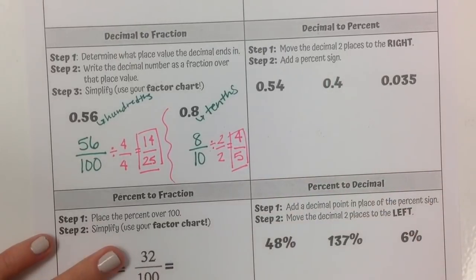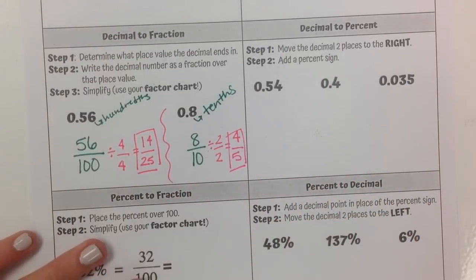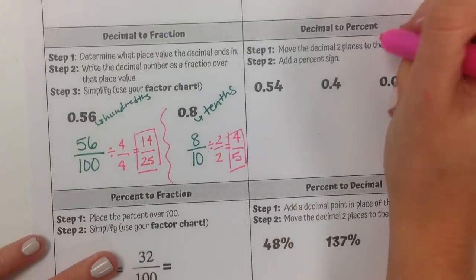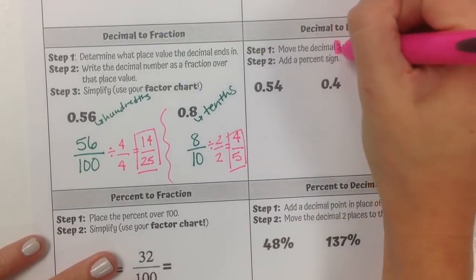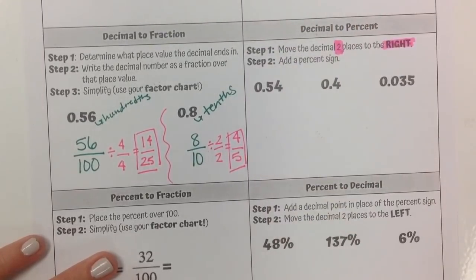If we have a decimal and we want to change it to a percent, we do that by moving the decimal place 2 places to the right.